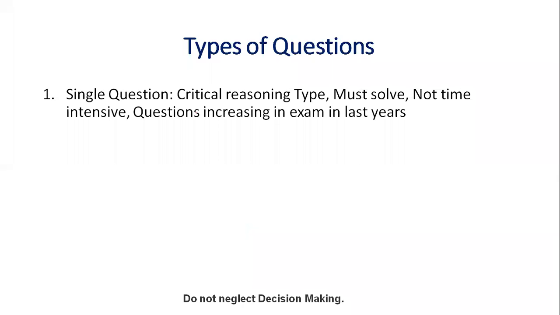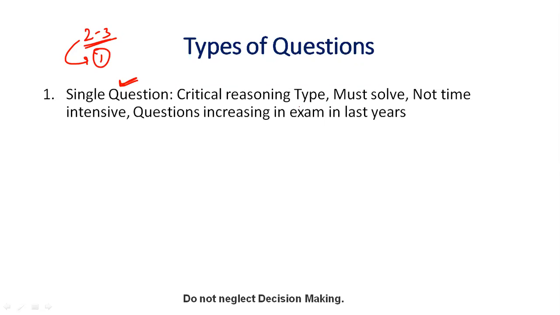So please note this, in my opinion, these are a must solve for everyone. Everyone should at least target all the single question sets, which basically means that you will have a passage which will not be more than 2 to 3 lines. And then after 2 to 3 lines, you will have one question on it. Why are these very easy to crack relative to other questions?